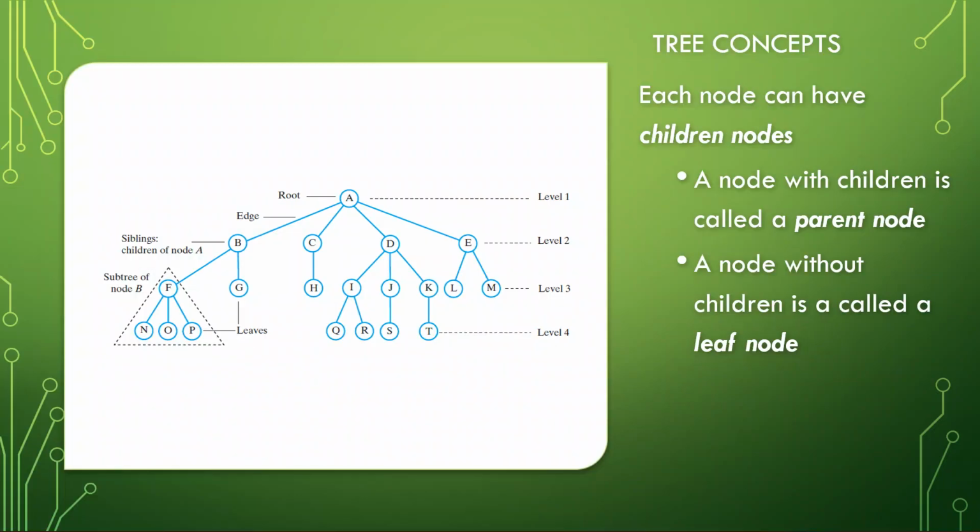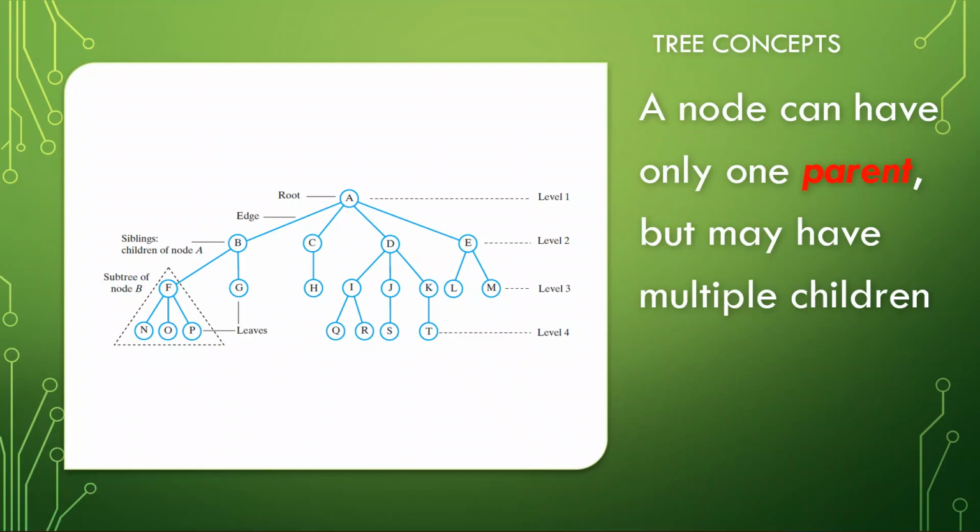So trees concepts. Each node can have children nodes. A node with a child is called a parent. A node without a child is called a leaf. So if we look to here, we can see this top one has nodes that branch down below it. Those are called the children of A, and A is the parent of all these ones below. Same thing here, B is the parent of G, and A you could think of as the grandparent of it from right here, but G has no children below it, so it's referred to as a leaf node.